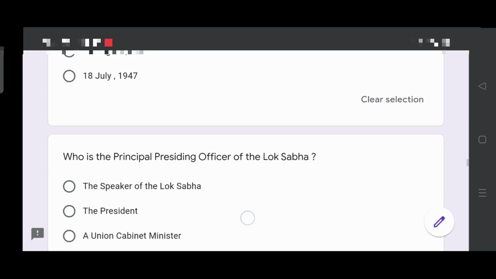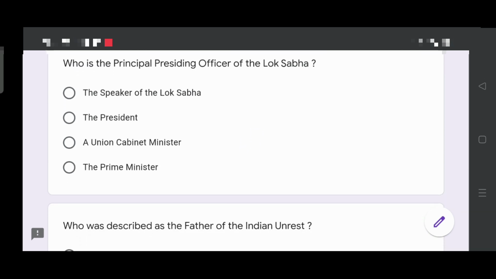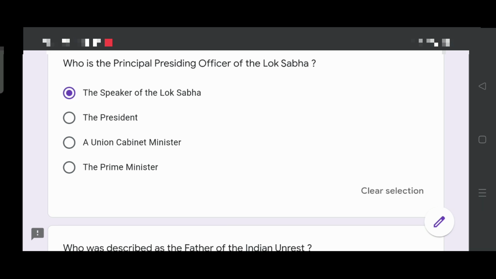Who is the principal presiding officer of the Lok Sabha? The Speaker of the Lok Sabha, the President, a Union Cabinet Minister or the Prime Minister. Who is the principal presiding officer? The Speaker of the Lok Sabha is the principal presiding officer of the Lok Sabha.